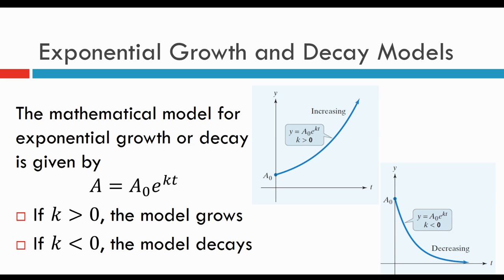But the mathematical model for exponential growth or decay is given by this: A equals A sub 0 times e to the kt power. So the base is going to be e, and what's going to help us determine if we are growing or decaying deals with the k value. If k is greater than 0, a positive number, then the model is going to be growing. So it starts small and gets bigger as it's heading towards the right. However, if k is less than 0, a negative value, that's when the model is going to decay. So it starts big and gets smaller as we move to the right.